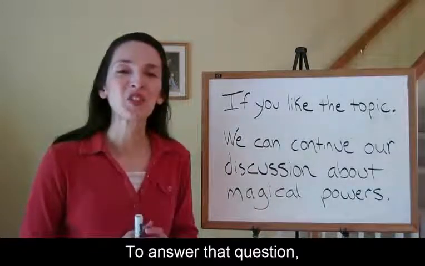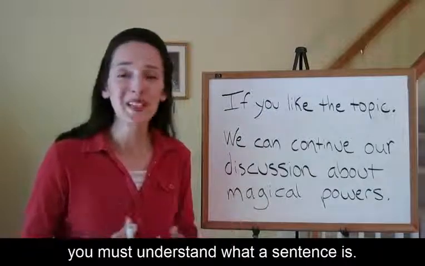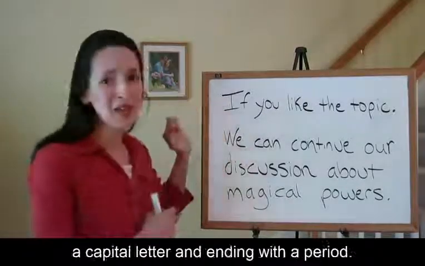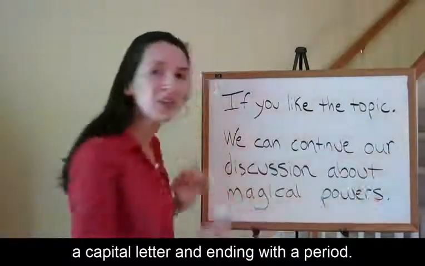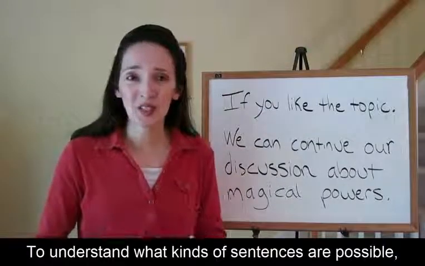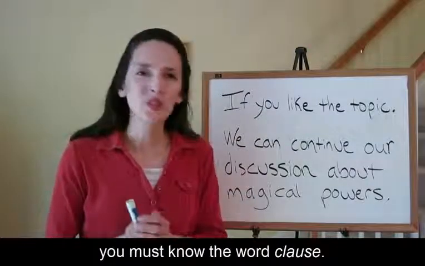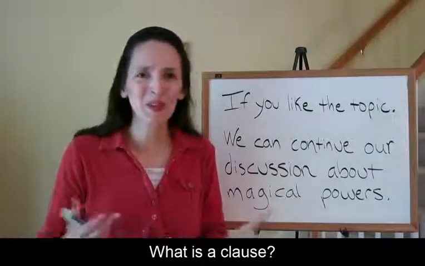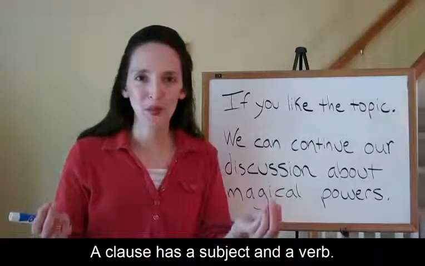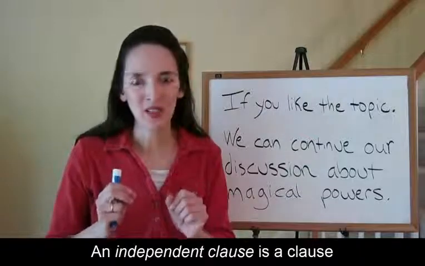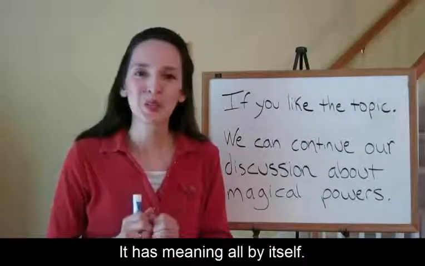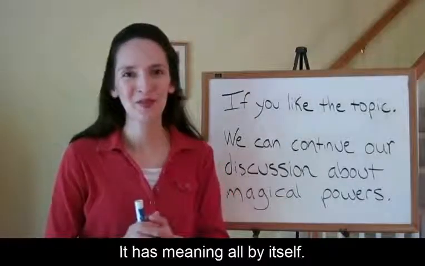To answer that question, you must understand what a sentence is. A sentence is more than just starting with a capital letter and ending with a period. To understand what kinds of sentences are possible, you must know the word clause. What is a clause? A clause has a subject and a verb. An independent clause is a clause that can stand alone. It has meaning all by itself.